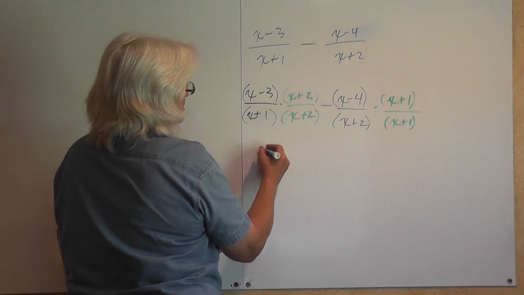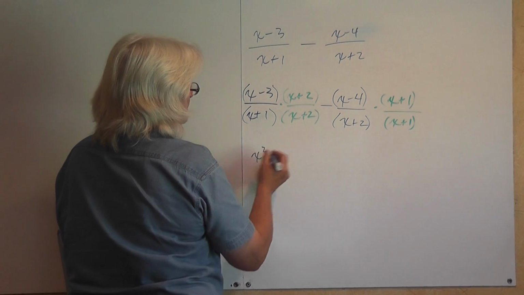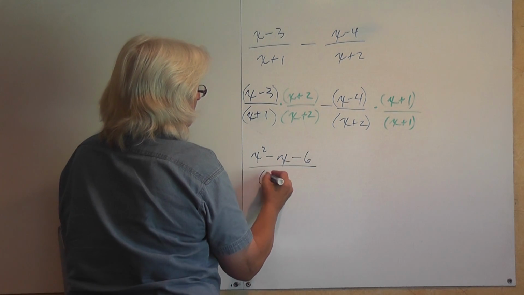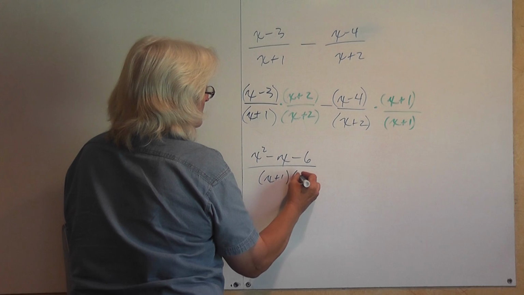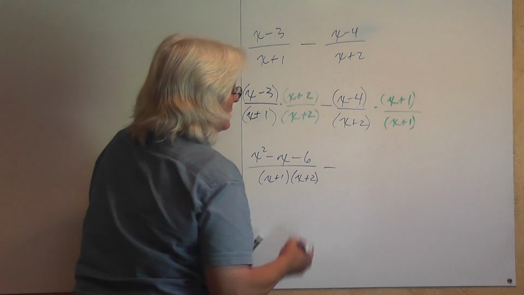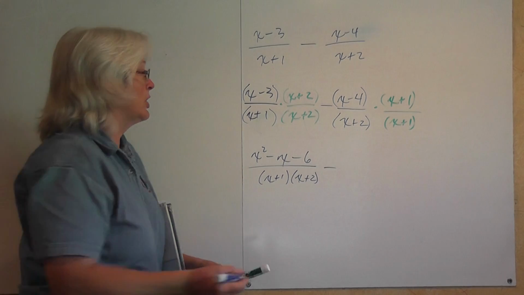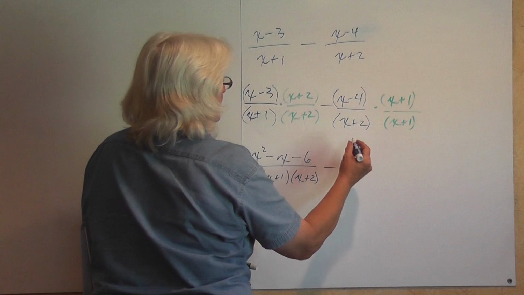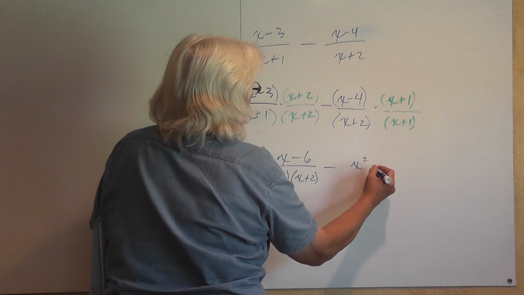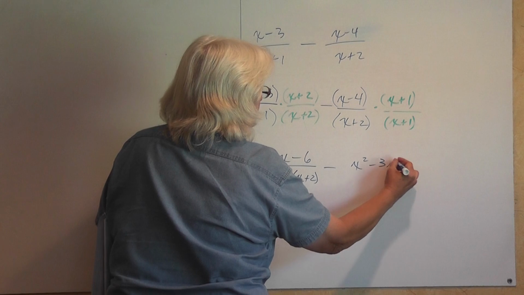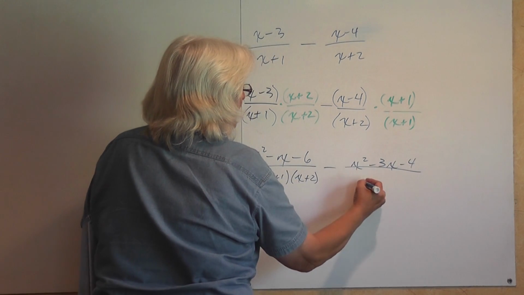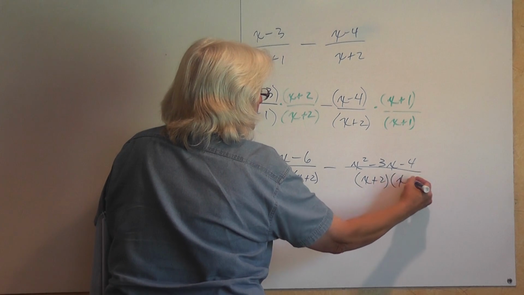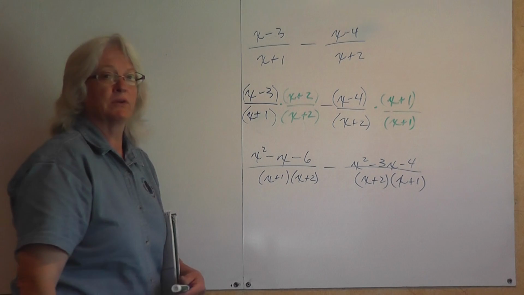We have x squared plus 2x minus 3x minus 6, which gives us x squared minus x minus 6, over x plus 1, x plus 2. And now we're going to subtract the second product here, x minus 4 times quantity x plus 1, and that gives us x squared plus x minus 4x minus 4, which is x squared minus 3x minus 4, all of that over our common denominator, which is the product of these two binomials.